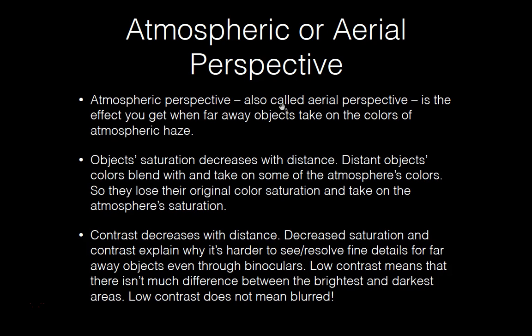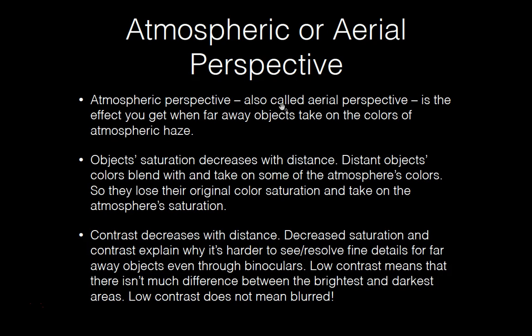So we're lucky we live in the desert and we're in the valley, and we see mountains every day, and they're further away, they're a little hazy. Atmospheric or aerial perspective is the effect we get when faraway objects take on the colors of atmospheric haze. So the object's saturation decreases with the distance, so the further away, the less saturated it is. Distant objects' colors blend and take on the color of the atmosphere. So they lose a lot of their color saturation and take on the atmospheric saturation.